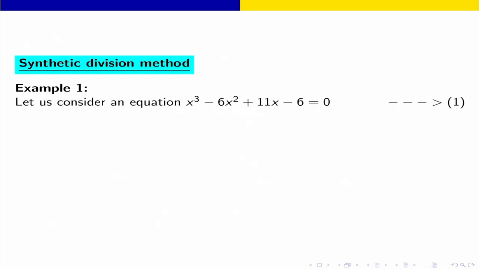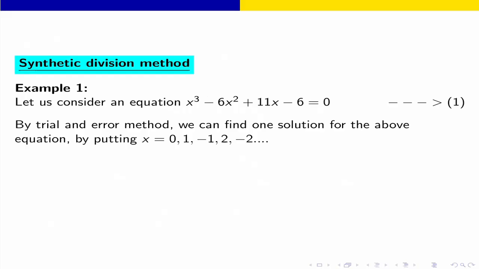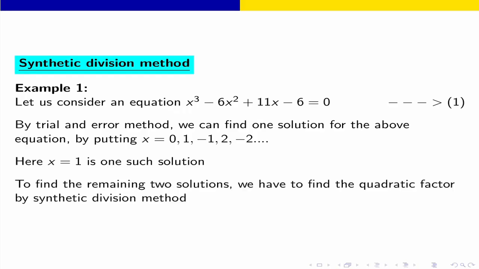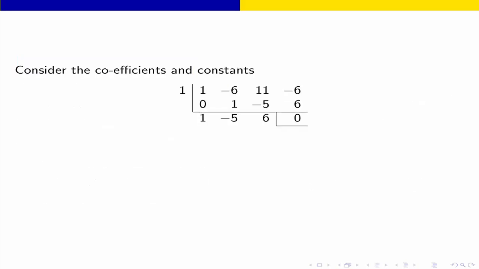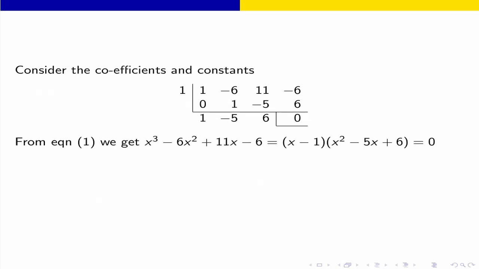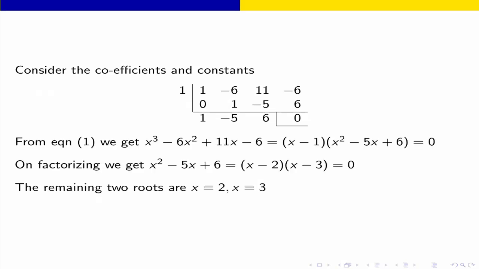Next we go to find how to do synthetic division. It will be helpful for finding the eigenvalues of the upcoming problems. So let us consider the equation x cube minus 6x square plus 11x minus 6 is equal to 0. By the trial and error method we can find one solution of the above. So we can replace x is equal to 0, 1, minus 1, 2, minus 2. So we will get this case. So consider the coefficients. So we will get this. After this we will find the remaining two roots, x is equal to 2 and 3.